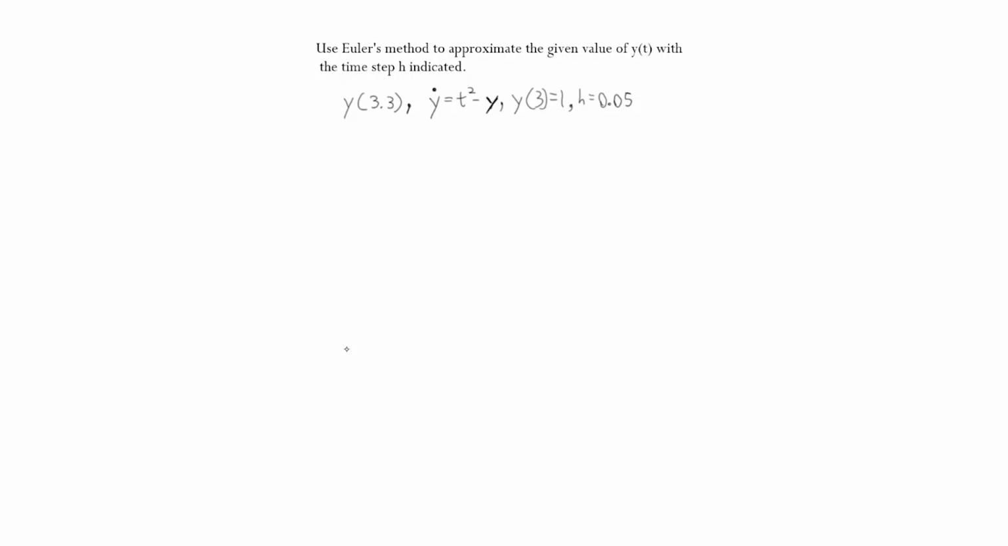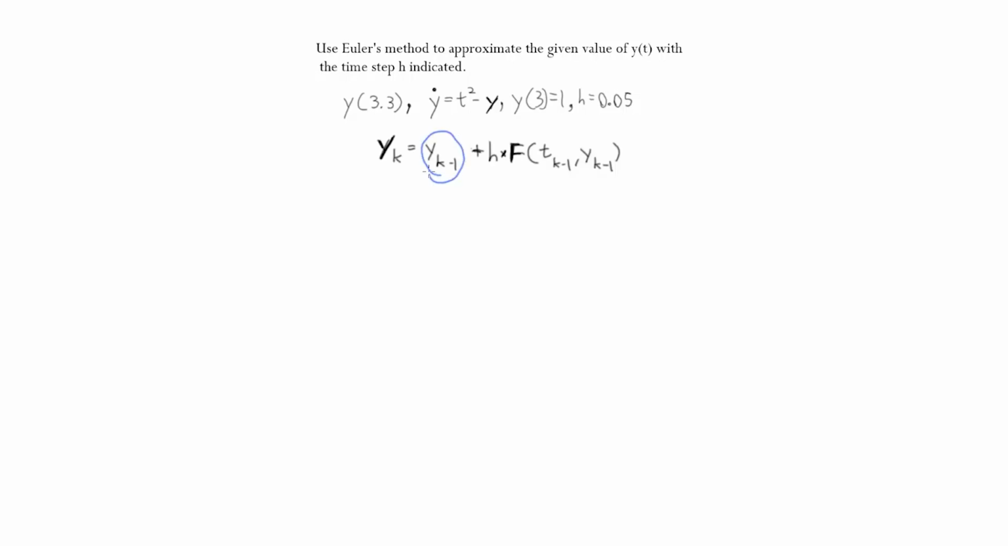So the specific problem is to use Euler's method to approximate the given value of y of t with the time step h indicated. Euler's method is a very complicated sounding formula that's really just broken down into this.